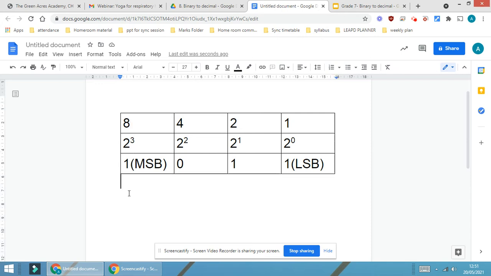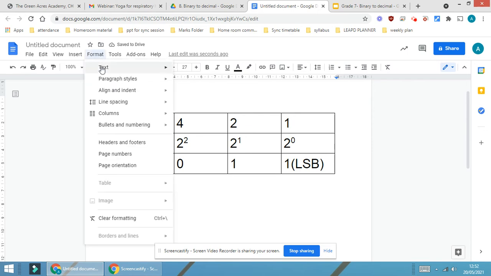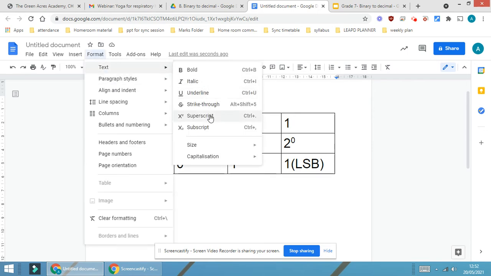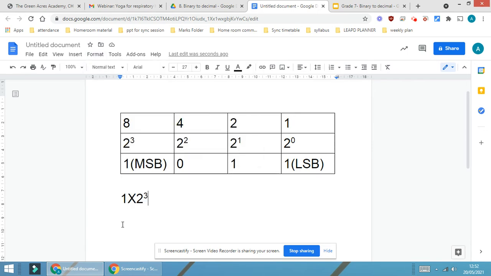So what is the MSB over the digit? MSB is 1. It will be multiplied by 2 raised to 3. So 1 is multiplied by 2 raised to 3 in format text, again subscript because it is at the top, plus 0 will be multiplied with, just give me 2 seconds, I'm just copy pasting this particular part over here.